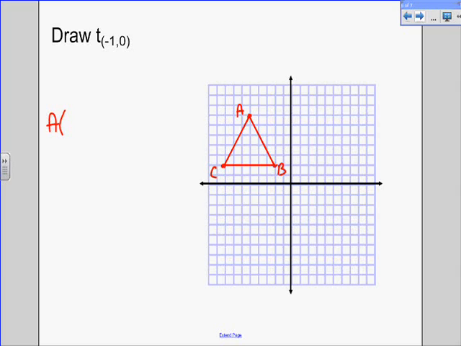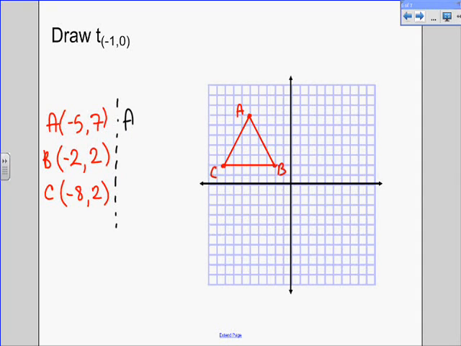So we have A is at negative 5 and 7. My point B is at negative 2 and 2. And my point C is at negative 8 and 2. All right. So what happens to my curve when I have this translation happening?